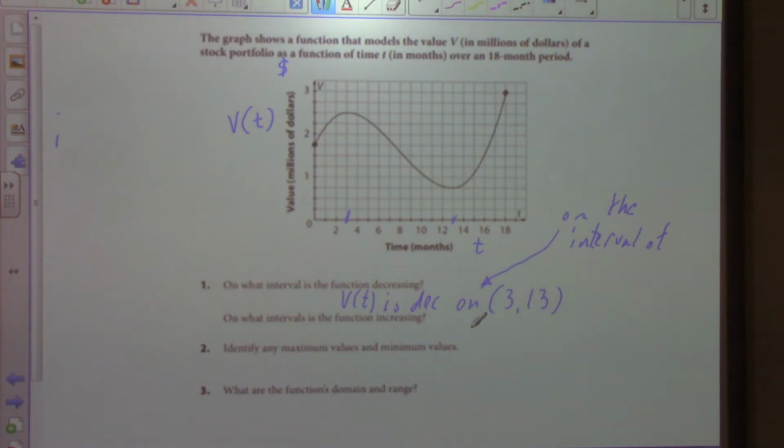Okay, now on what intervals is this function increasing, excuse me? What intervals are we increasing? 0 to 3 and 13 to 18, 19, whatever. So was that you, Jaden? Yes, sir. So 0 to 3, and then 13 to 19, or 18? It looks like 18 to me, right?